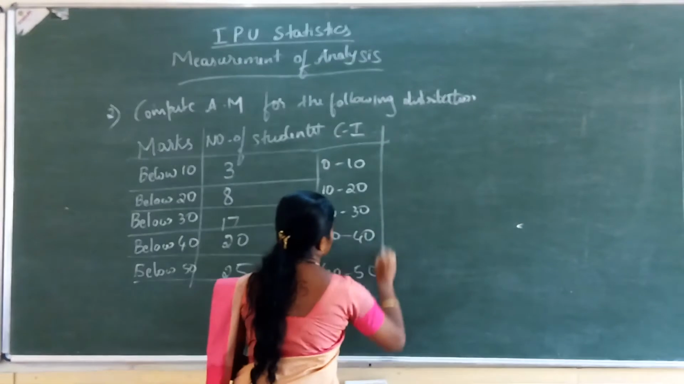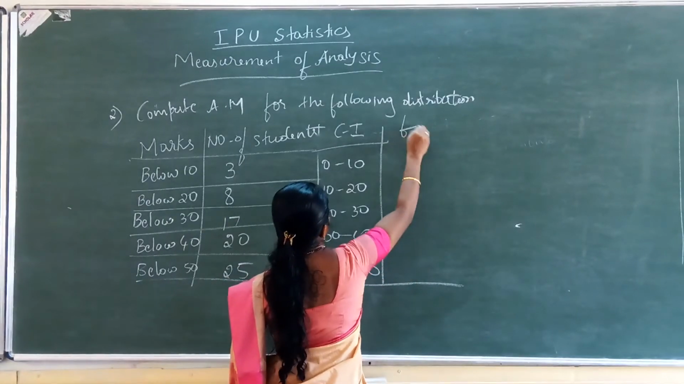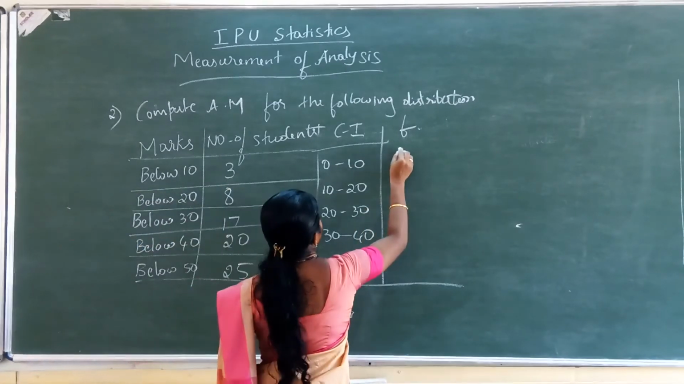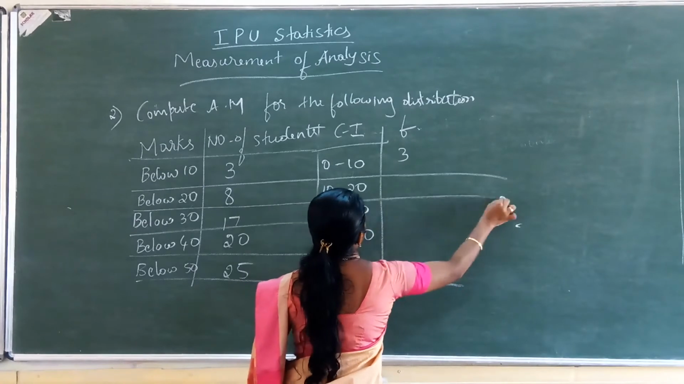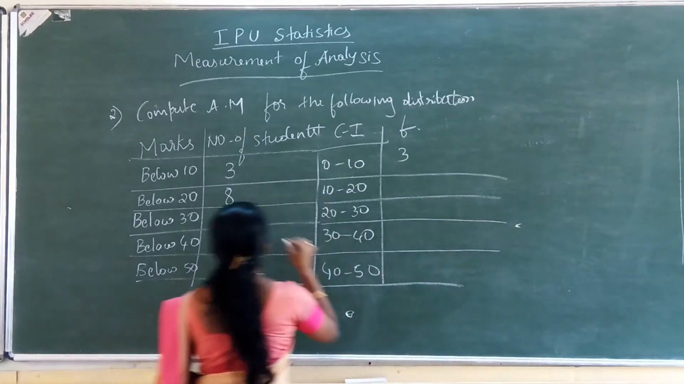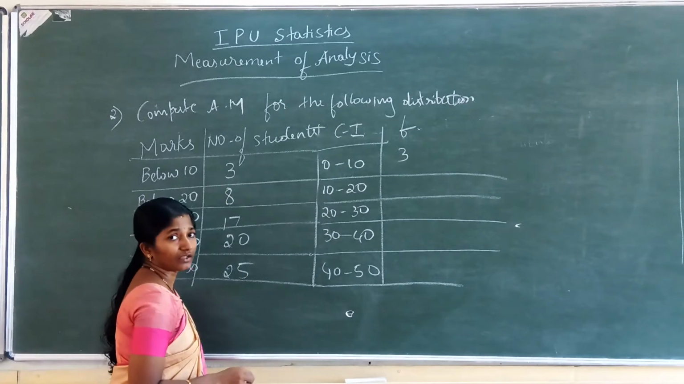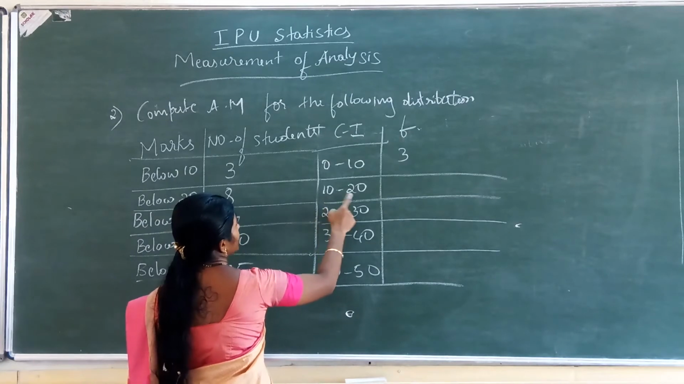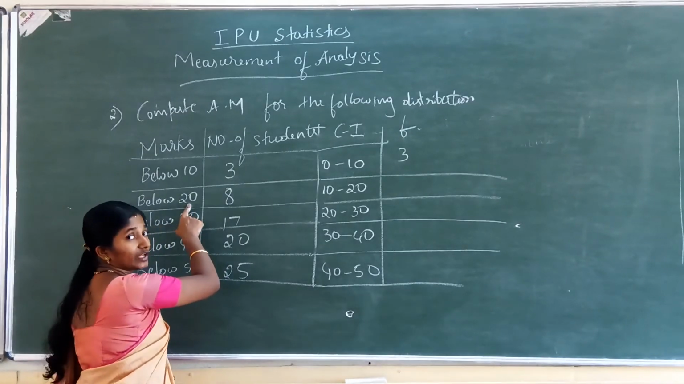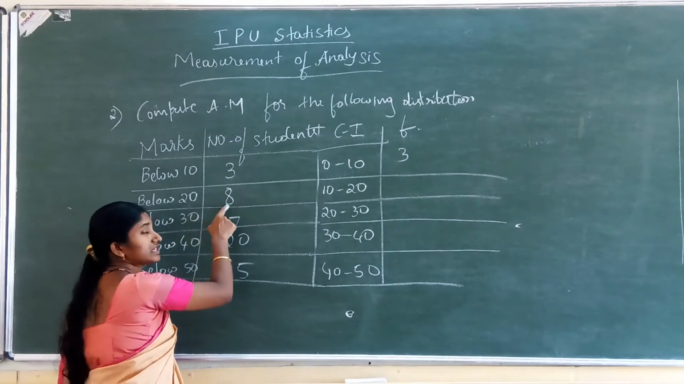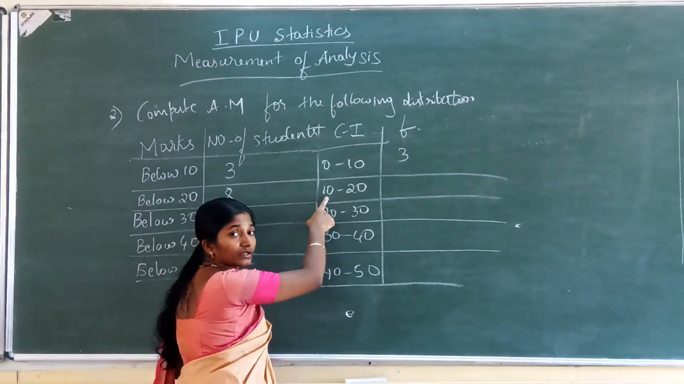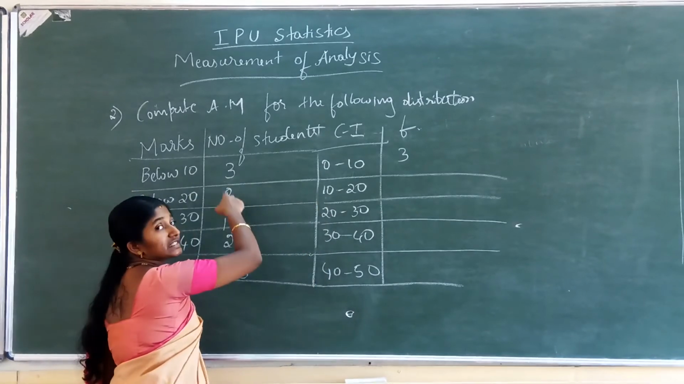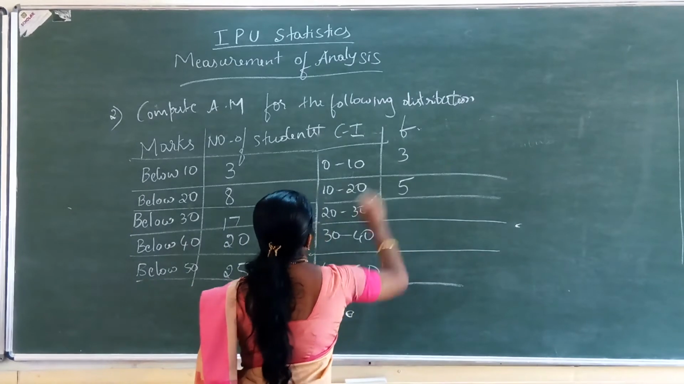Now I have written the class intervals. Next, frequency. How to write frequency? Here see, 3 is given, write it as it is. Then 8 minus 3, you have to do it that way. 8 minus 3, that is 10 to 20. Here it is given that below 20 means 0 to 20, that answer is 8. We have written class interval 10 to 20, therefore the frequency of 10 to 20 is 8 minus 3, that is 5.